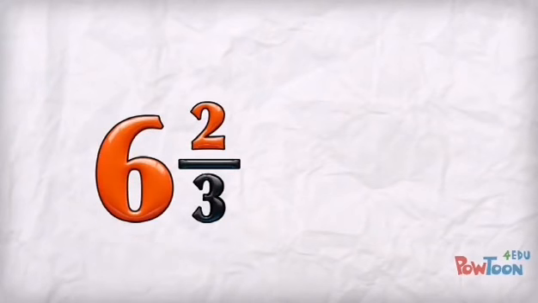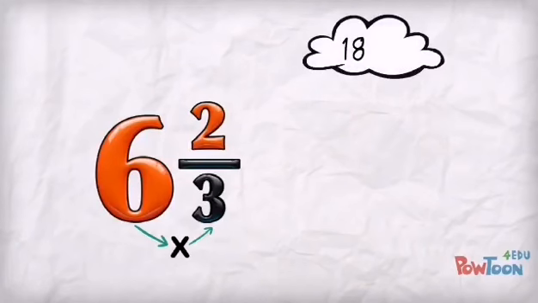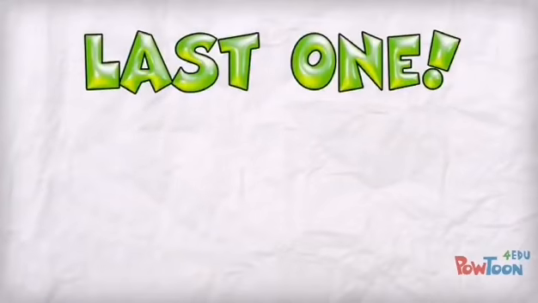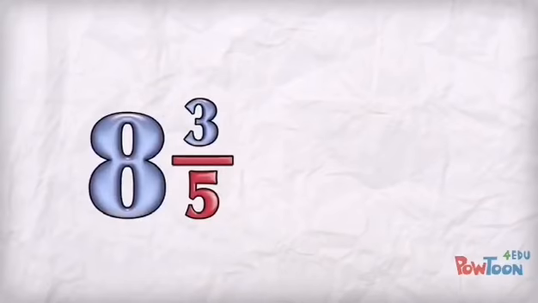6 2/3. 6 wholes. Each whole is worth 3 parts. So 6 times 3 is 18. Add the remaining 2, that's 20 parts. Put that back over the denominator of 3. Done. Last one. 8 3/5.